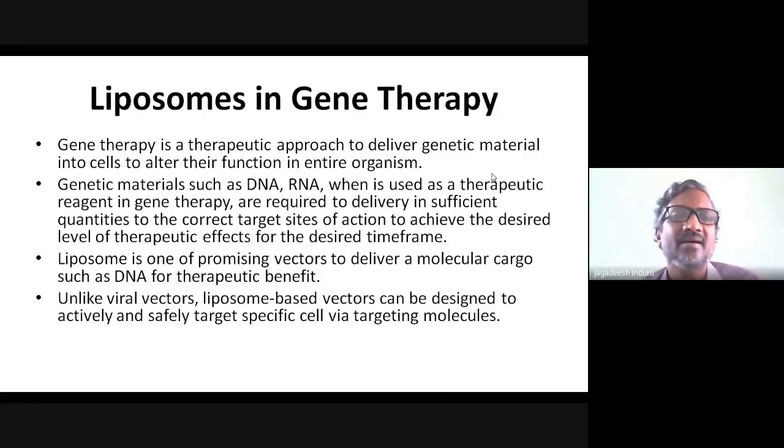When it is used as a therapeutic reagent in gene therapy, they are required to deliver sufficient quantities at the correct target sites. Why? We need to give a treatment in sufficient quantities, and at the same time at the target site, to achieve the desired level of therapeutic effect. It should not be lower, it should not be under. So the desired level of therapeutic effect for that desired time frame.